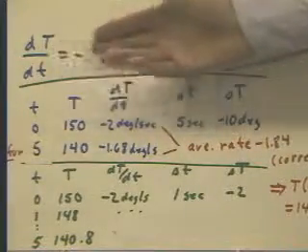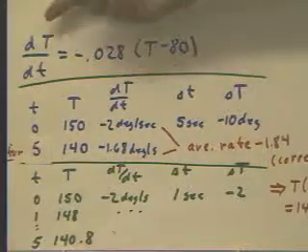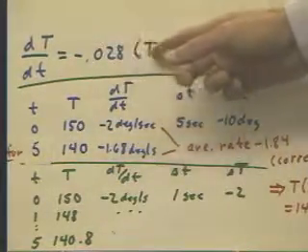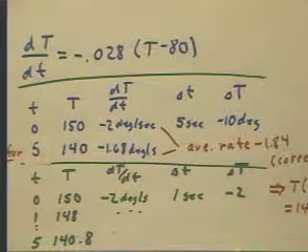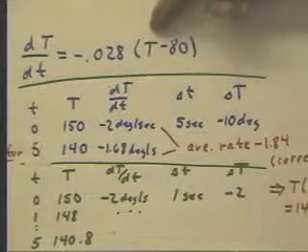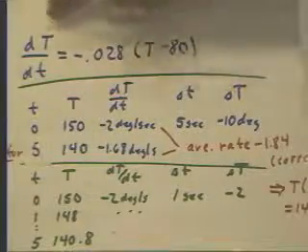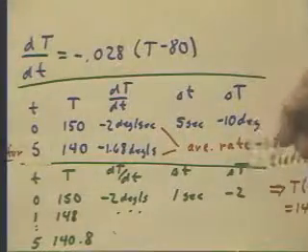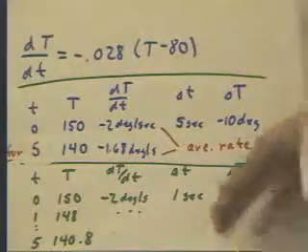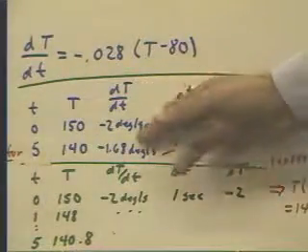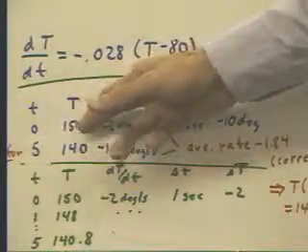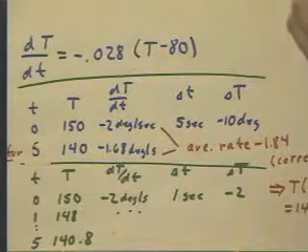Returning to our original example, where the rate of change of temperature is negative 0.028 times (T minus 80), remembering that this just allows us to substitute temperature big T in to get the rate at which temperature is changing. And we recall that if we substitute big T equals 150, we get a rate of change of negative 2 degrees per second. And we assume that this occurs at t equals 0.